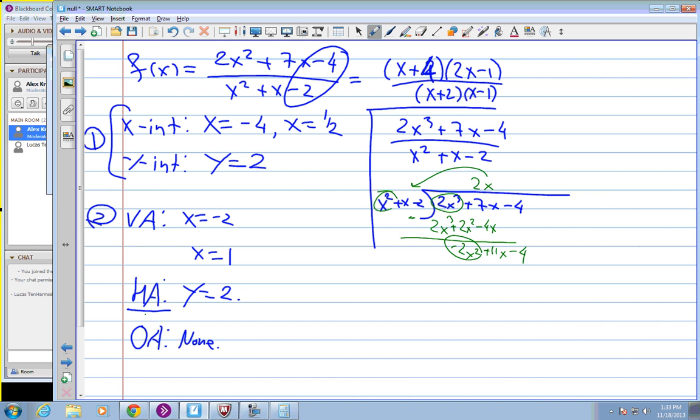Negative 2x squared divided by x squared is what? Negative 2. And you can stop, because this is your oblique asymptote right there. Whatever the quotient is is your oblique asymptote. So you don't need the remainder, none of that junk. The second you get your linear mx plus b, that's the oblique asymptote. So the y-intercept is negative 2, and the slope is positive 2. So that's the oblique.